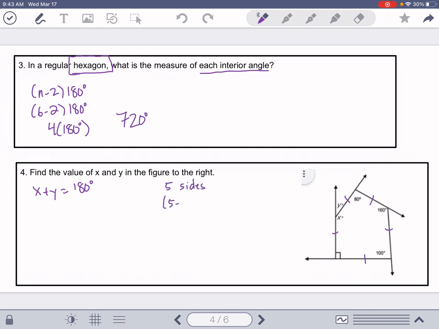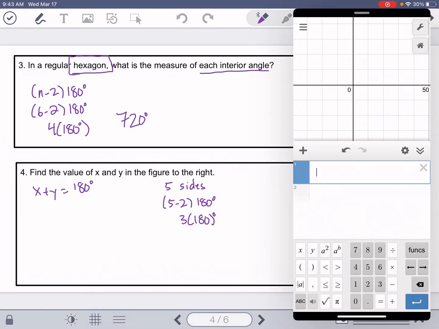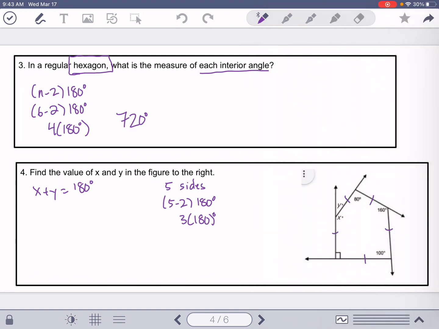So the first thing I've got to do is find out what the total amount on the inside is. So 3 times 180, 540. So when I add all of these together, that's going to equal 540 degrees on the inside. And how many degrees is that one? I really hope you all think 90.